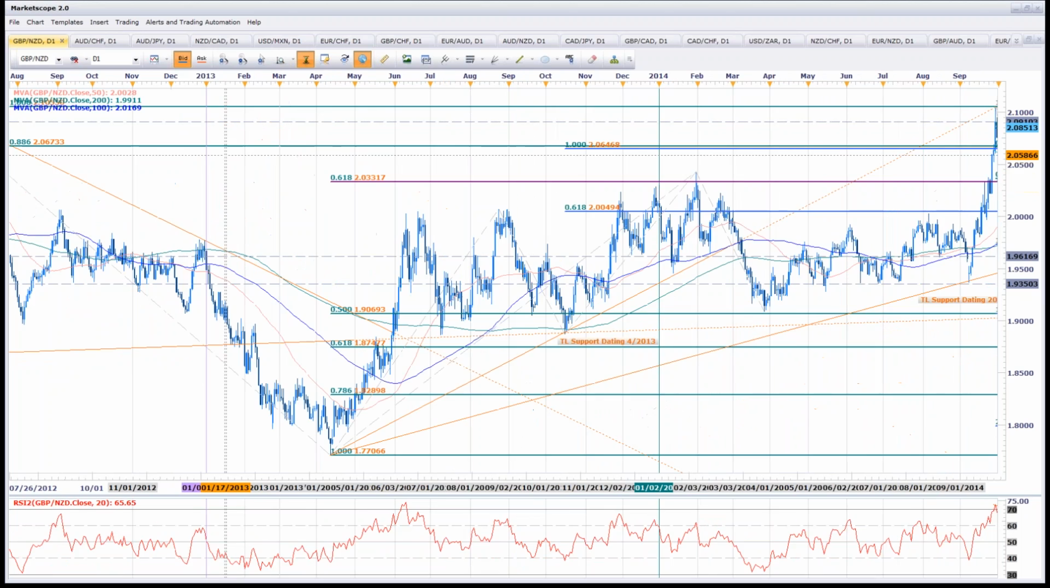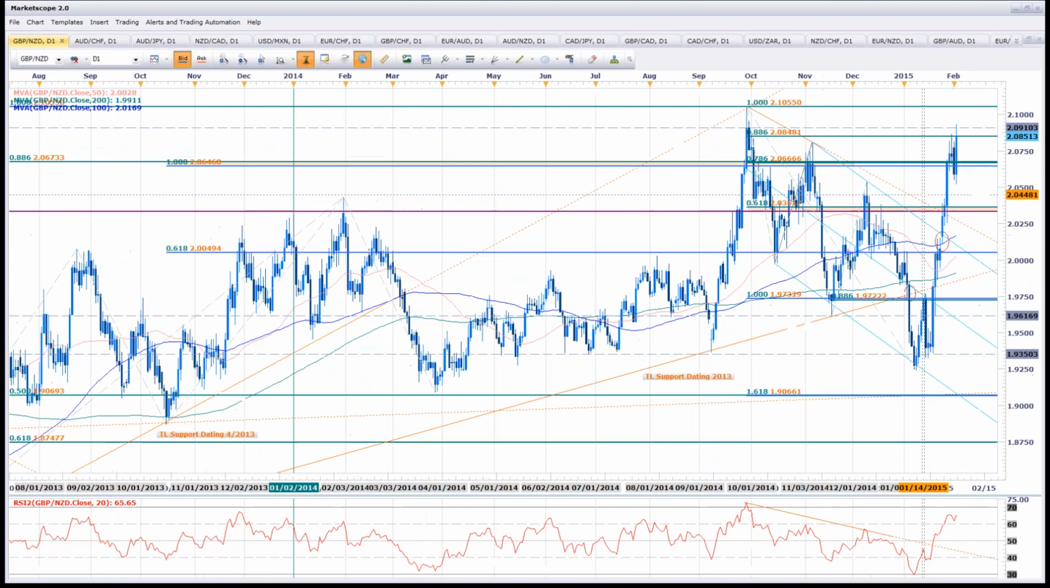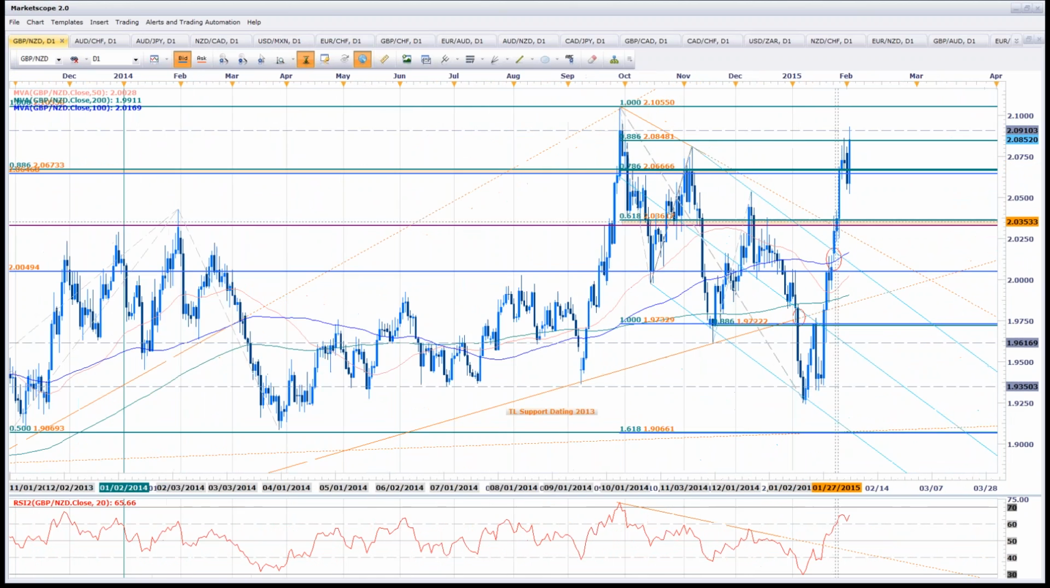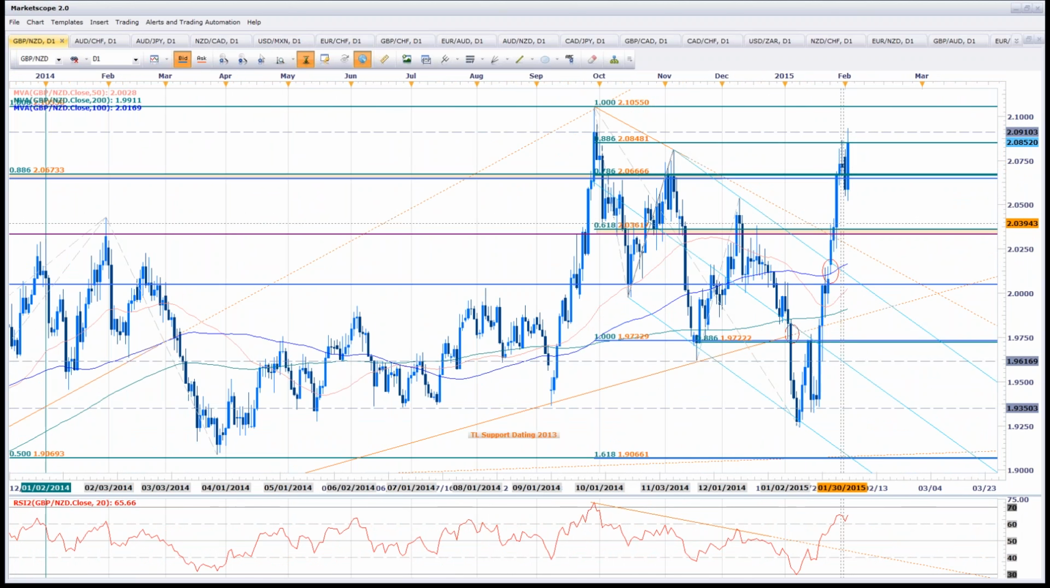Wow. If that doesn't excite you, you might want to check your pulse, guys. That's a pretty big region of resistance, especially when you have multiple multi-year high day closes, and that all lines up at 209.10. So that's the rock solid resistance.